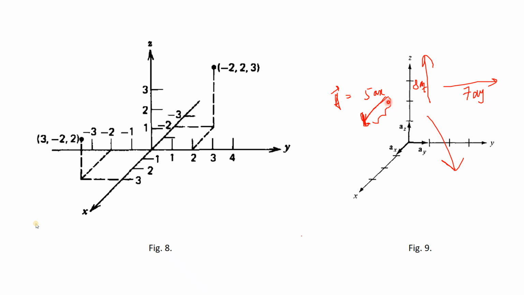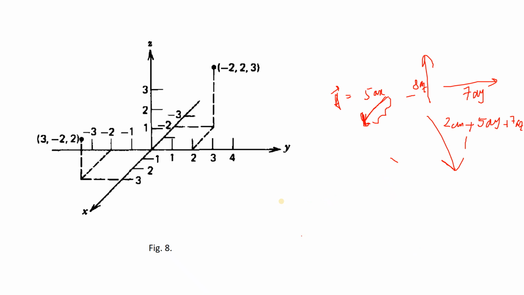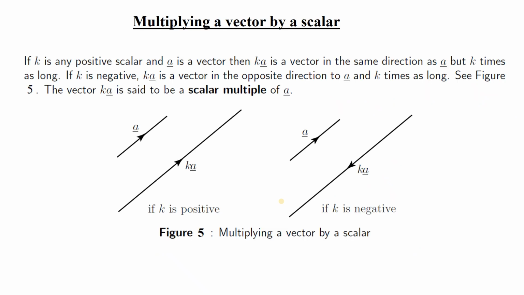But some vectors are not oriented towards any particular axis. The direction is not along x or y or z; it is somewhere in the midway. That means this vector is a combination of either 2 or 3 axes. So a vector can be like this: 2 unit vector x plus 5 unit vector y plus 7 unit vector z. That means it has components 2, 5 and 7 and the direction is somewhere like this. This is a way of representing a vector in a Cartesian coordinate system.